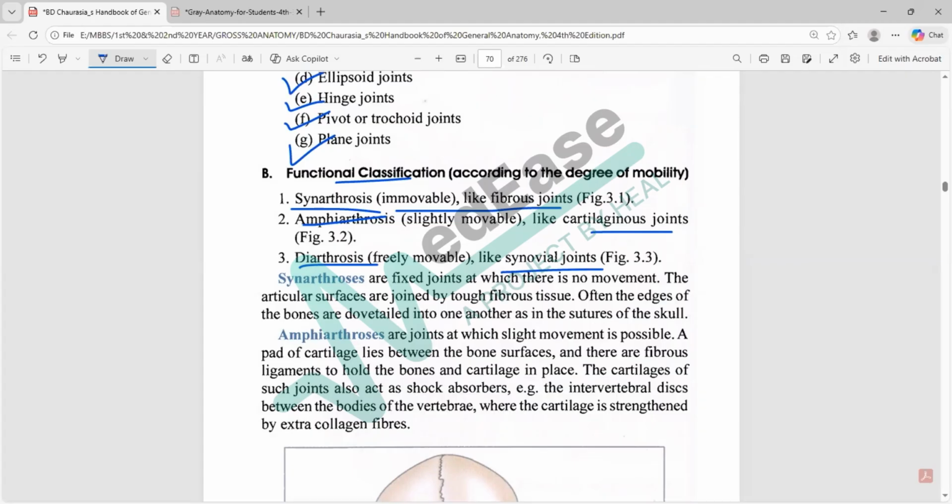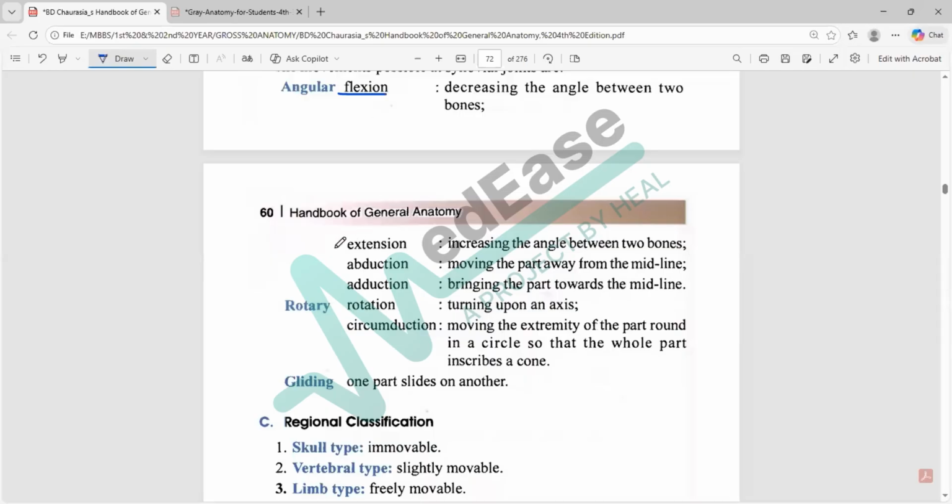Now, moving further, we need to go to some of the typical terms which we have already discussed: flexion, decreasing the angle; extension, which is increasing the angle; abduction, moving away, whereas adduction, moving back towards; rotation, we have already discussed; circumduction, and also we know what gliding is as well.